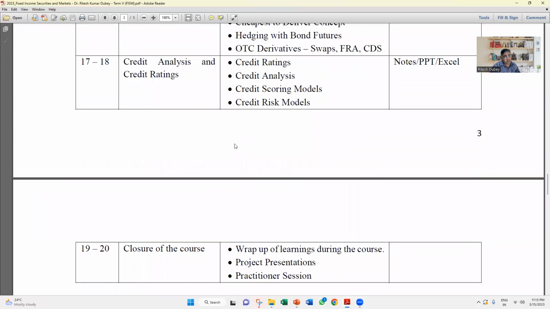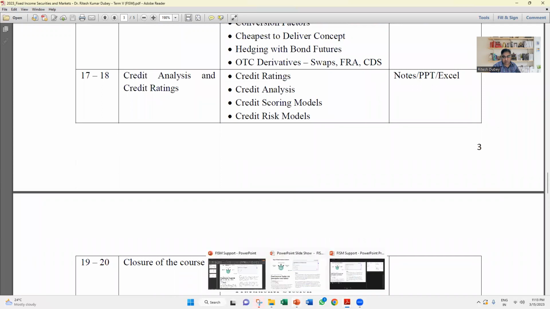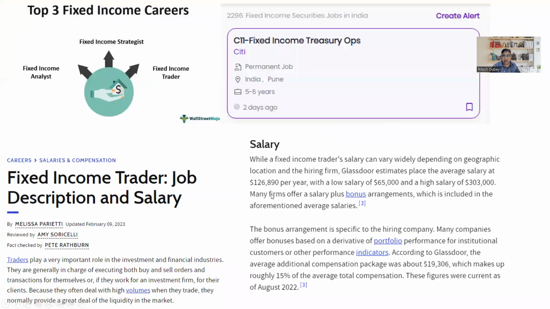Now a couple of interesting insights which I have got for you is what happens if you take up this course, right? So what are the career choices that you have got? I have browsed through Google and got some interesting facts and figures for you, right? So the choice of careers pertaining to fixed income securities: you can become a fixed income trader, fixed income strategist, and fixed income analyst. Now, these are the three different choices. And again, there can always be a hybrid choice as well, right?